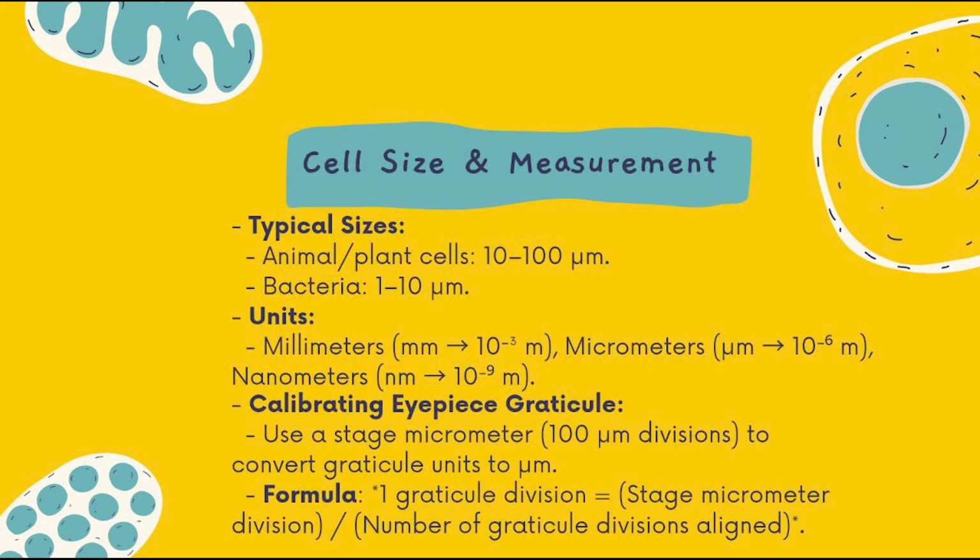Cells are very small. For example, animal or plant cells range from 10 up to 100 micrometers. Bacteria range from 1 to 10 micrometers. To measure cells, scientists use tools like microscopes and rulers called graticules. Formula: if 10 graticule marks equal 100 micrometers, then 1 mark equals 10 micrometers. Simple maths for small things.